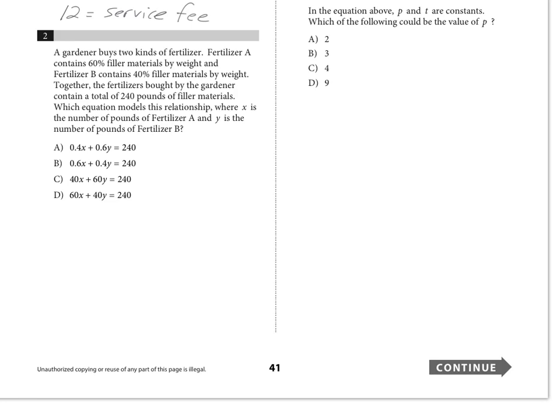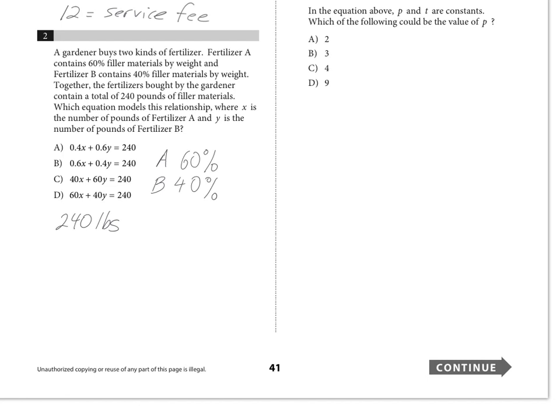Question 2 says that a gardener buys 2 kinds of fertilizer. Fertilizer A contains 60% filler material, so we write A and we write 60%. 60% filler material by weight, and fertilizer B contains 40% filler materials by weight. So we write B and 40%. And the reason we do this is so we don't have to go back and read the question, or at least not all of it. Together, the fertilizers bought by the gardener contain a total of 240 pounds. We can write that here, 240 pounds total of filler materials.